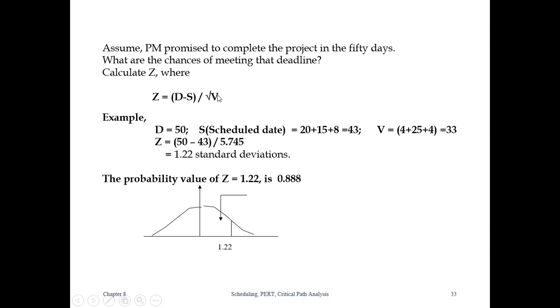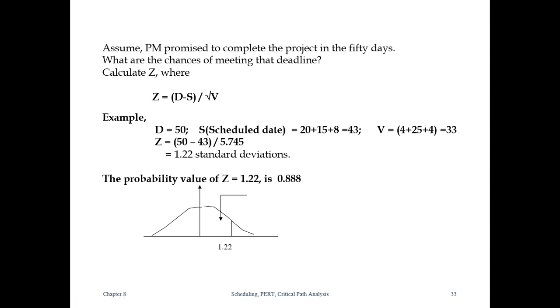And the next thing is the variance of the critical activities, because we know that there are 3 critical activities, and we are supposed to add the variance of these 3 activities, which is 25 plus 4 plus 4, which will give you 33. So we substitute this value into D minus S divided by root V, where D is 50, the target, S is the scheduled date, and root V is the square root of the variance. If you substitute that, we'll get the value 1.22.